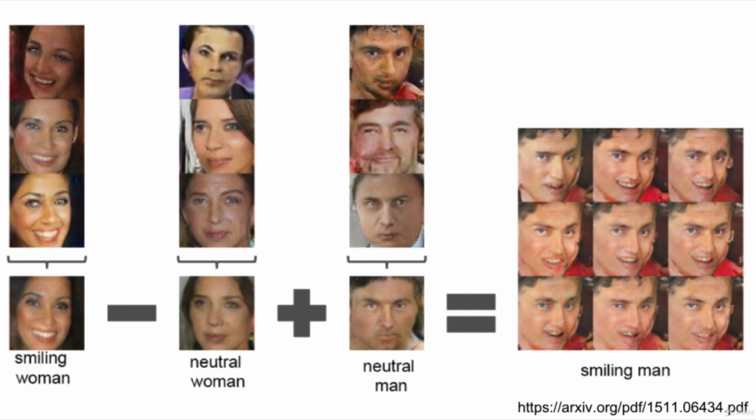We can perform the same arithmetic operations in the latent space with images of a smiling woman, a neutral woman and a neutral man, which will give us a smiling man.